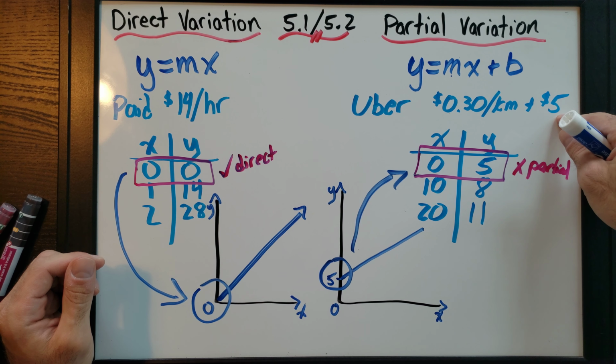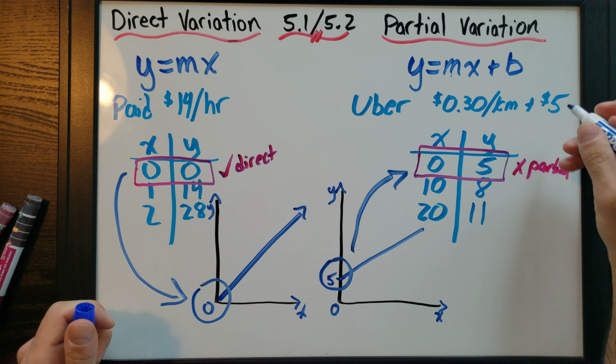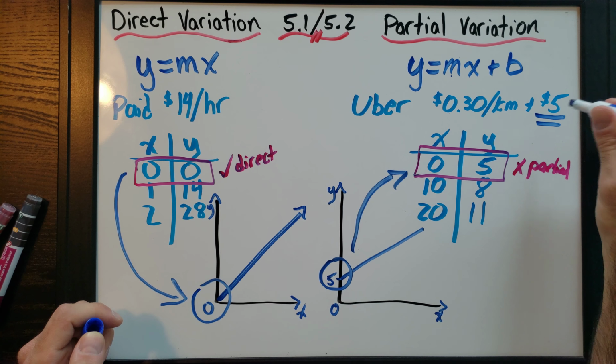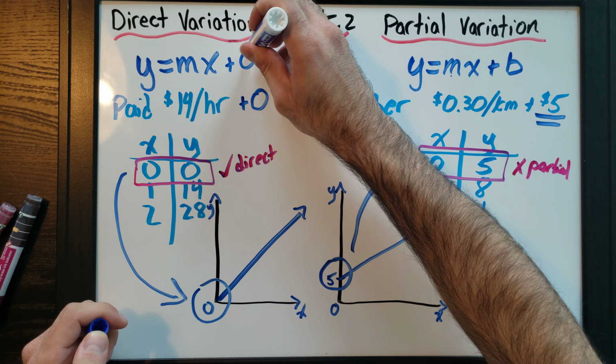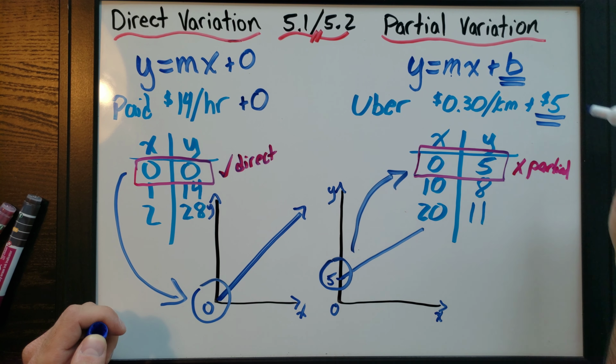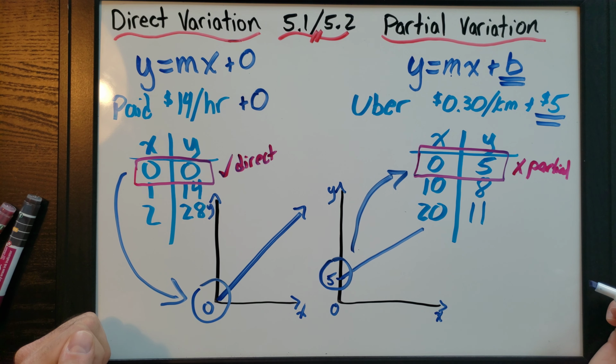Okay, so it's really important to consider this value and to figure out what this value is first, whether it exists or not, right? Because this is really just plus 0, whereas this B is anything greater than 0. Okay, that's the difference between direct and partial variation.